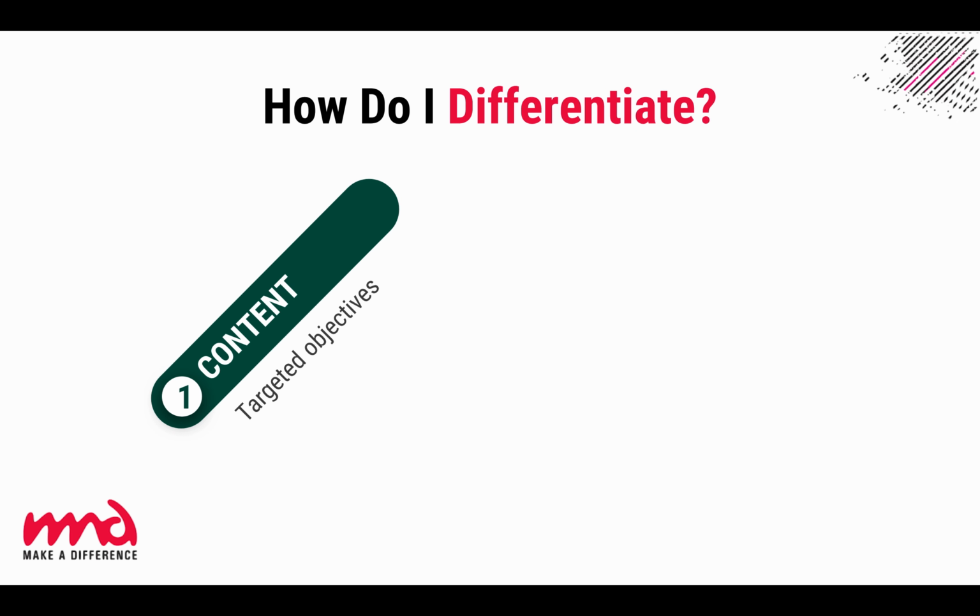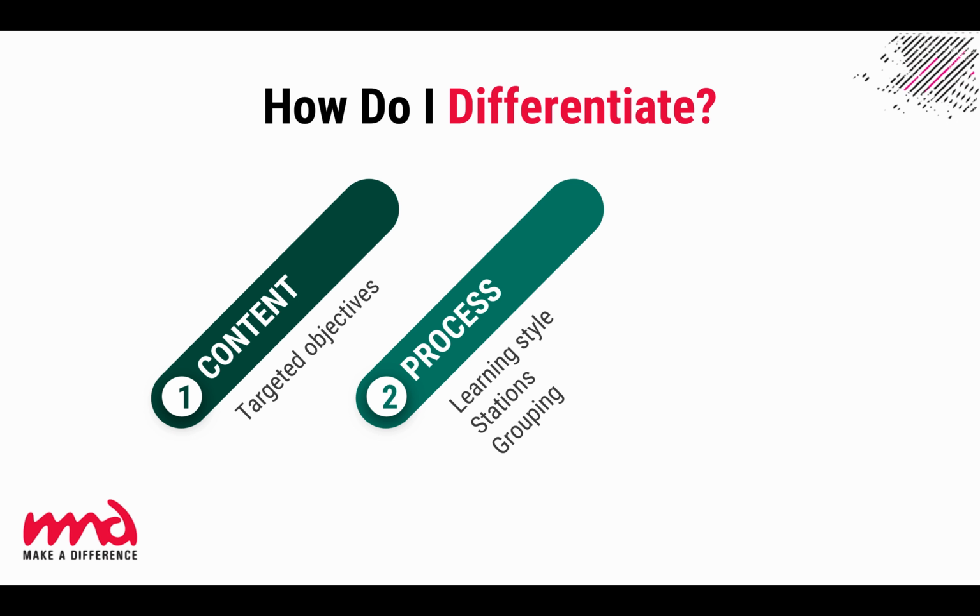Once again, to review, we've seen how to differentiate by content by using different objectives for different students, and how to differentiate by process based on students' learning styles, using stations, and making different groups. Remember that there is no such thing as a perfect process differentiation. Most of us use multiple learning styles, and we can learn effectively with different types of grouping for different topics and activities.